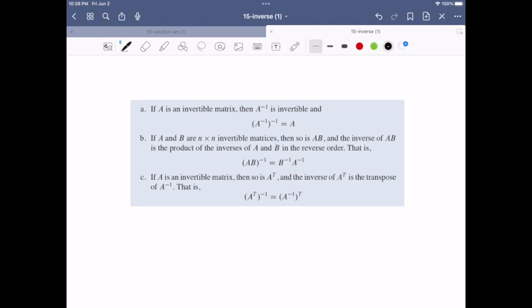It is very similar to this formula for transpose: (AB) transpose equals B transpose A transpose. And if you are going to take the inverse of A transpose, then this is the same thing as A inverse transpose.